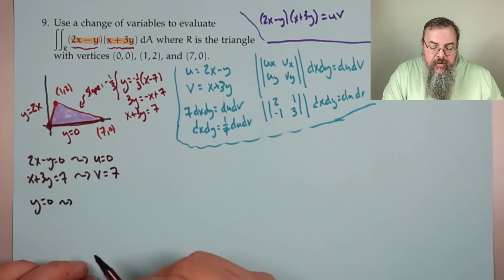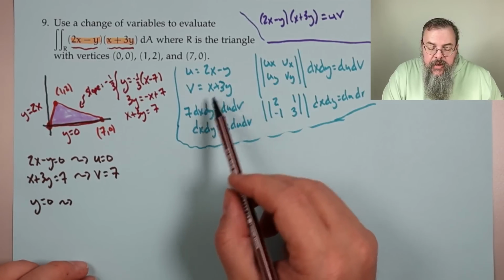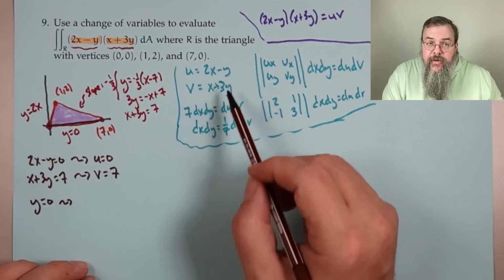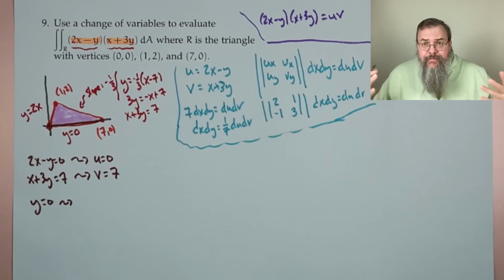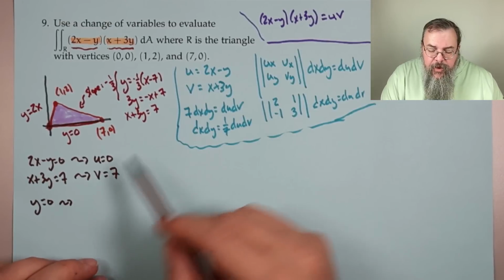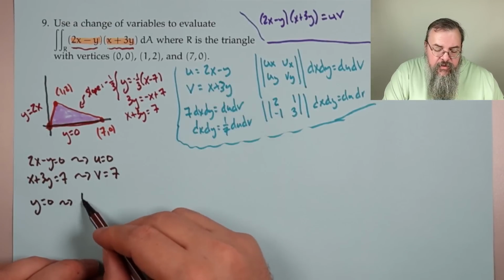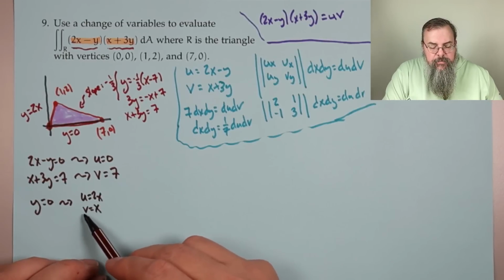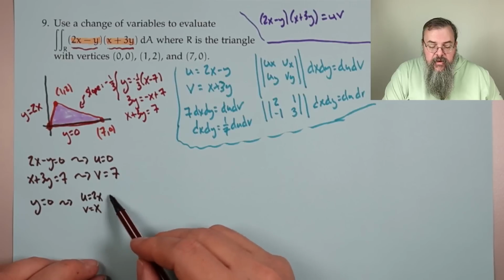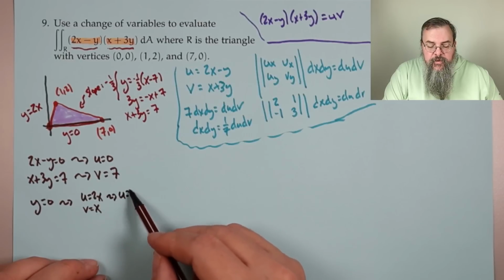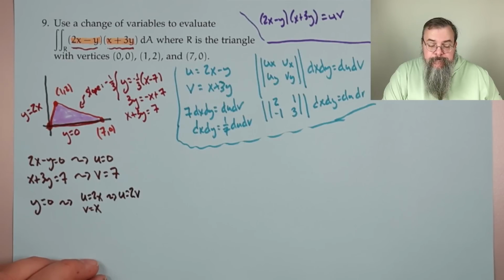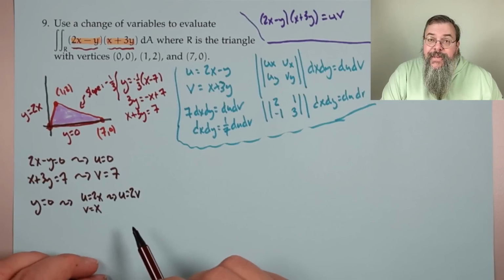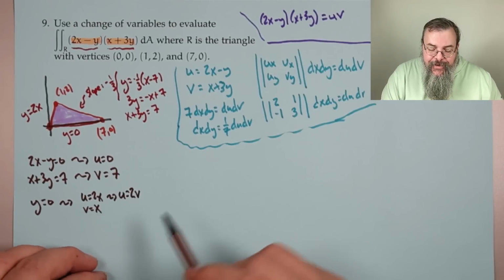Now, this one maybe isn't so obvious, but let's look at it. If we plug y equals 0 into both curves, when in doubt, just plug in what you know. We know y equals 0. So that says u equals 2x, v equals x. And then, wait, if v equals x, I can replace that x. So this becomes u equals 2v. All right, so that's our third bounding curve.